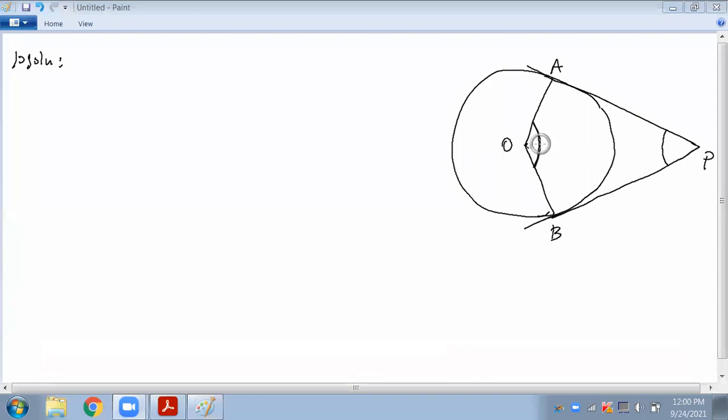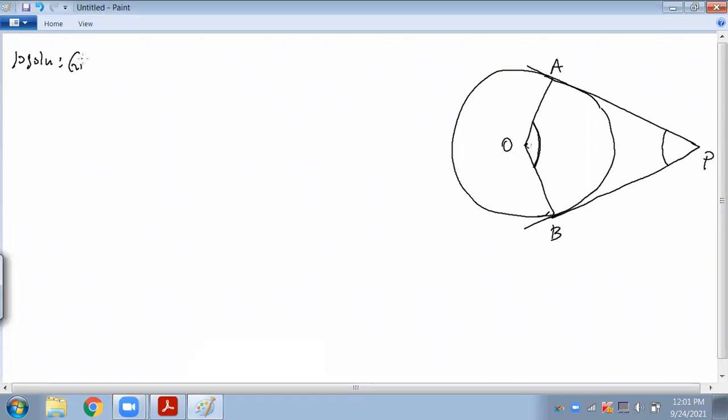So you have to show that angle P and angle O are supplementary. When you have to show two angles supplementary, you have to show their sum equal to 180. That means we'll show angle P plus angle O equals 180.